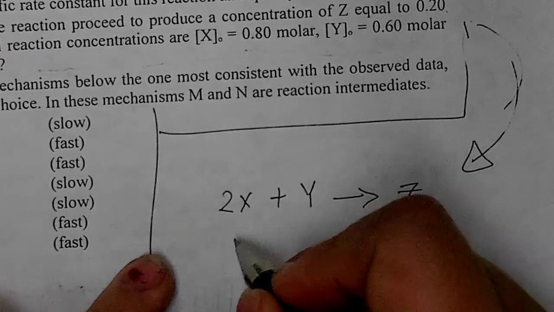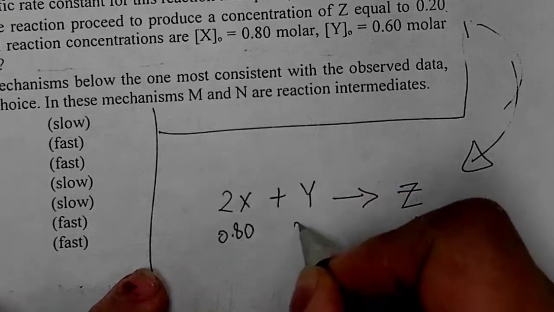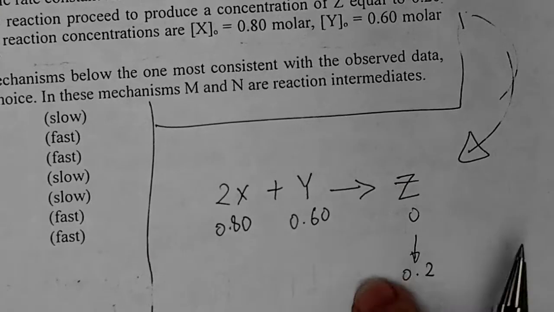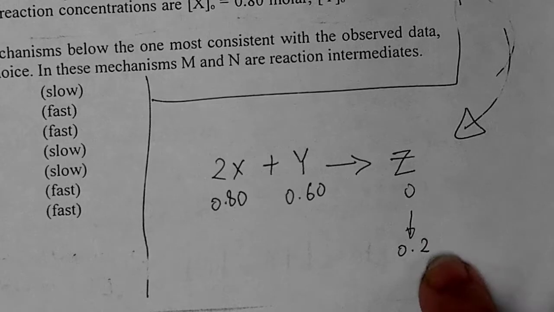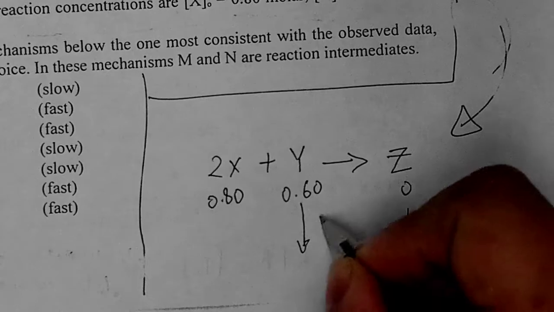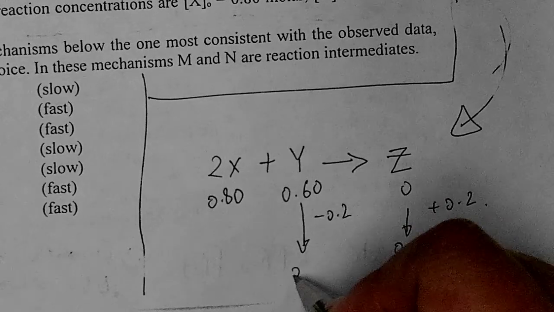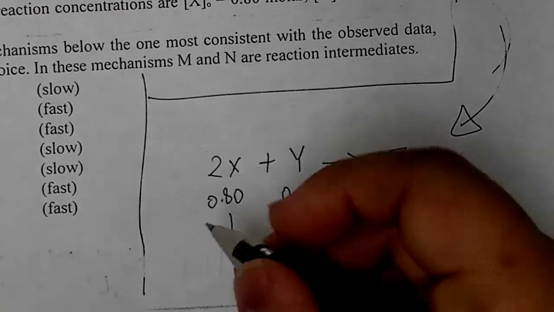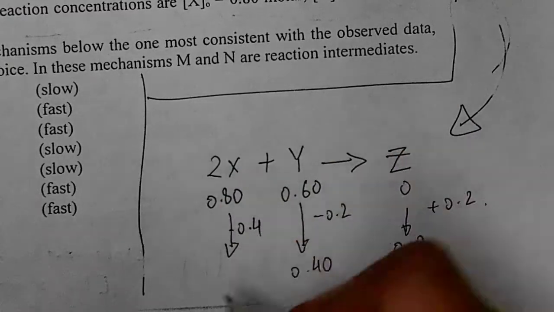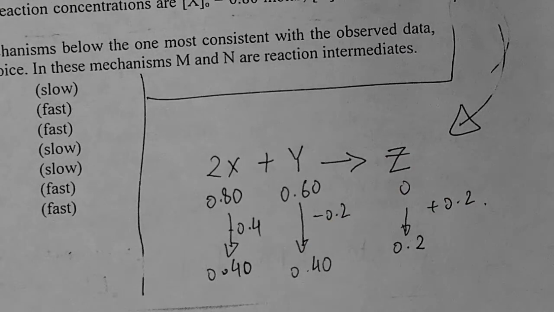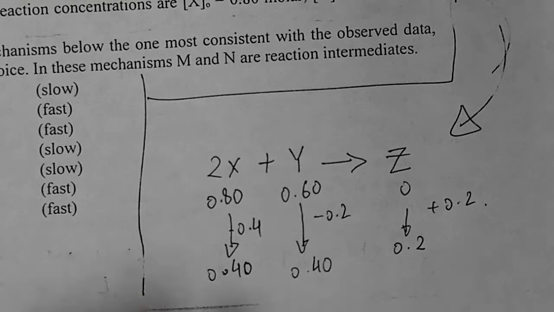My X initial concentration was 0.80. My Y initial concentration was 0.60. Based on the balanced equation, if I have to make 0.2, I need to add 0.2 here. I'm going to reduce Y by 0.2, so this is 0.40. X is reduced by times 2 actually, so it's 0.4 reduced, so it's just going to be 0.40. That's what happens.